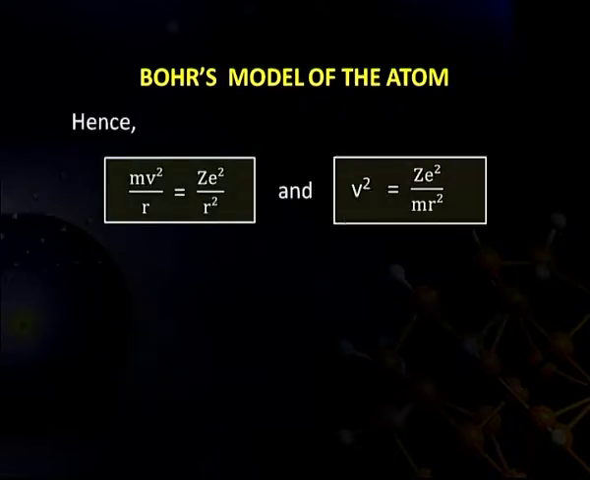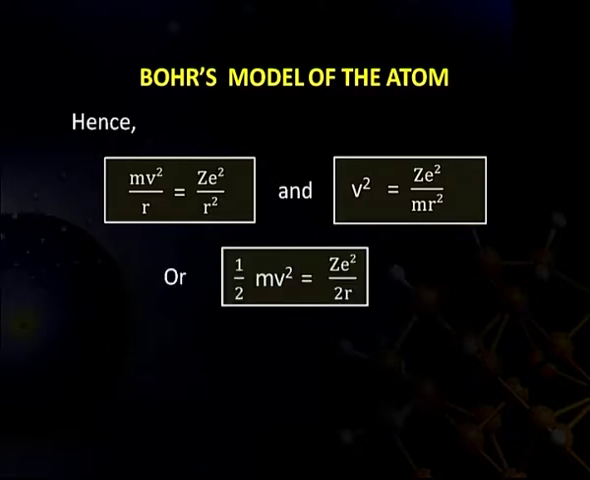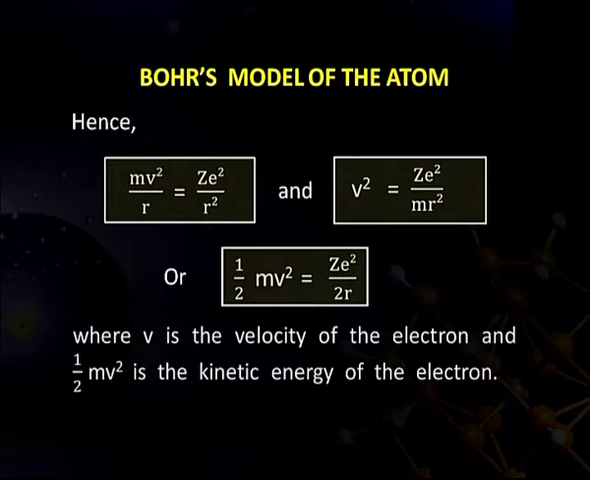Hence, mv square upon r is equal to Ze square upon r square, and v square is equal to Ze square upon mr, or half mv square is equal to Ze square upon 2r, where v is the velocity of the electron and half mv square is the kinetic energy of the electron.